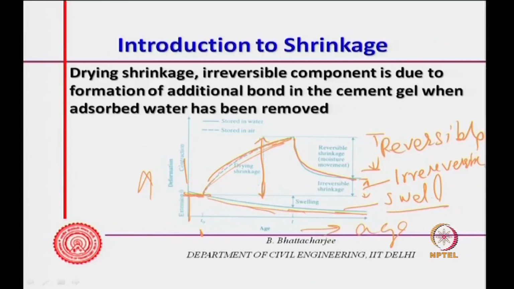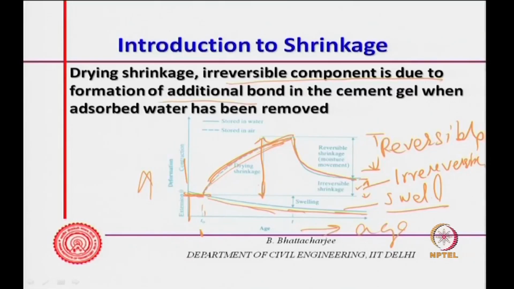So, if it is drying, then at T 0 drying has started, and we find that it increases in this manner, but there is some amount of irreversible shrinkage. Not everything comes back, because in reversible shrinkage, moisture comes in and re-establishes some of this. The irreversible component is due to formation of additional bonds in the cement gel when adsorbed water has been removed.